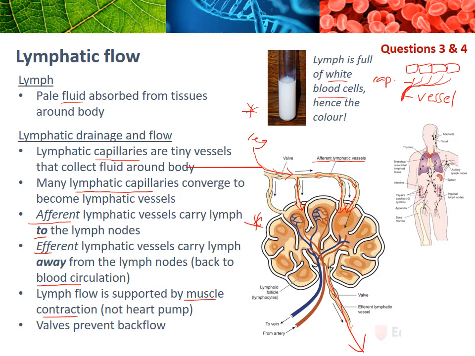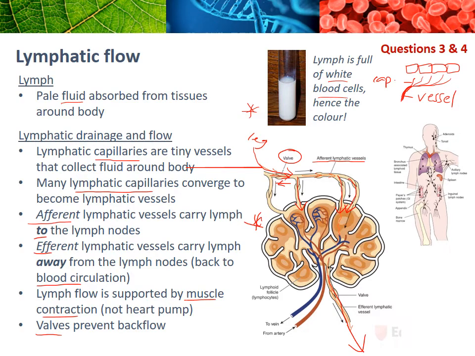And there are valves all the way through lymphatic vessels to stop lymph going back the wrong way. So you can see up here there's a valve. That means that the lymph can't go back the other way. It only goes one way.